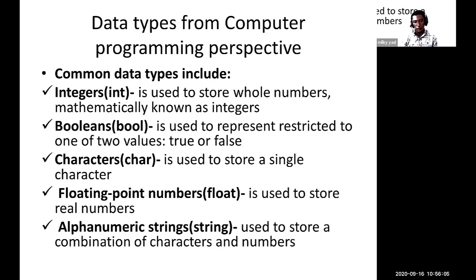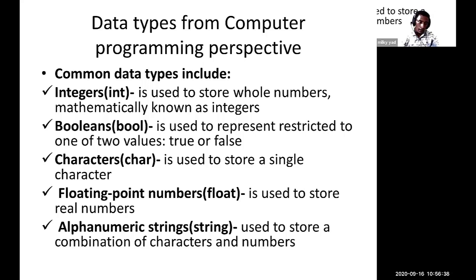The other one is Boolean, or bool. The Boolean data type can store only two values. It may be true or false, or it may be 0 or 1. Actually, in a computer, 0 means false or electric off, and 1 means electric on. So the Boolean data type can store only two values, true or false.